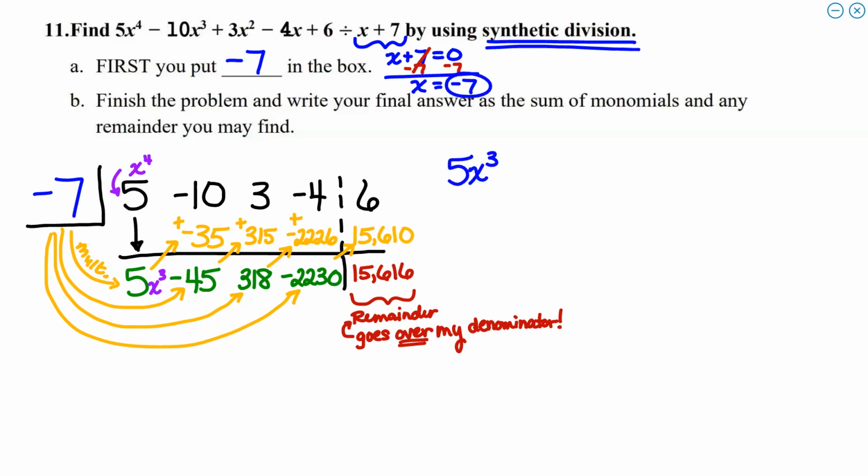And then what? Yep, minus 45x squared. This had been my x cubed, so it drops a degree. Minus 45x squared. Then what? Plus 318x. Then what? Minus 2230.